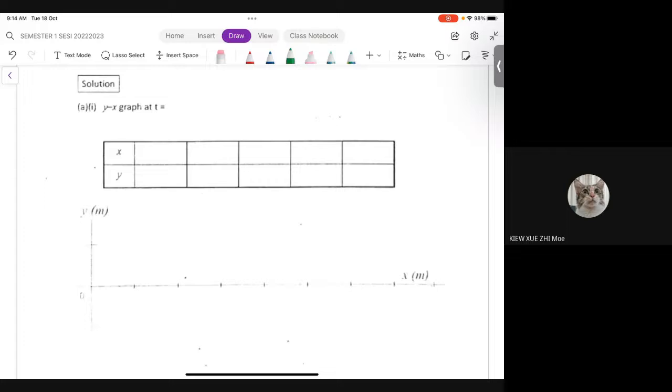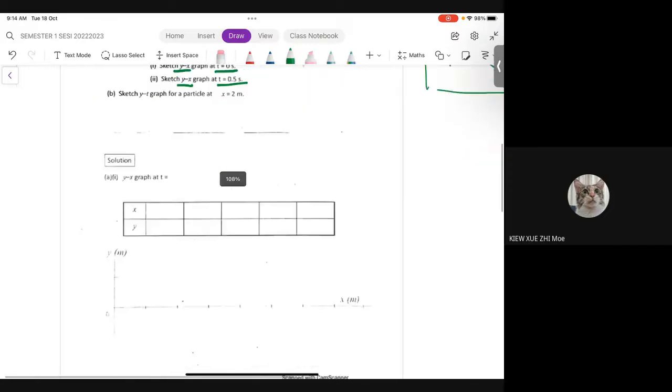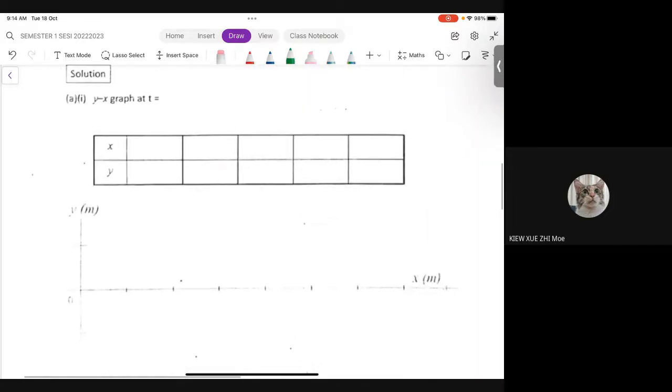You don't have to complete this table. We will only make one or two tables. Okay, how? Let's make the first one. First question, when they ask you when t is 0, I draw the graph of y against x when t is 0 second. So write 0 second. They won't know whether you write it or not.